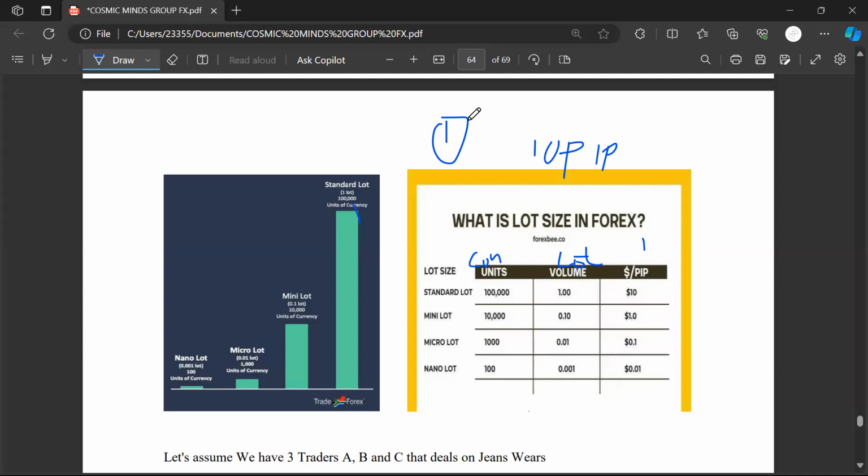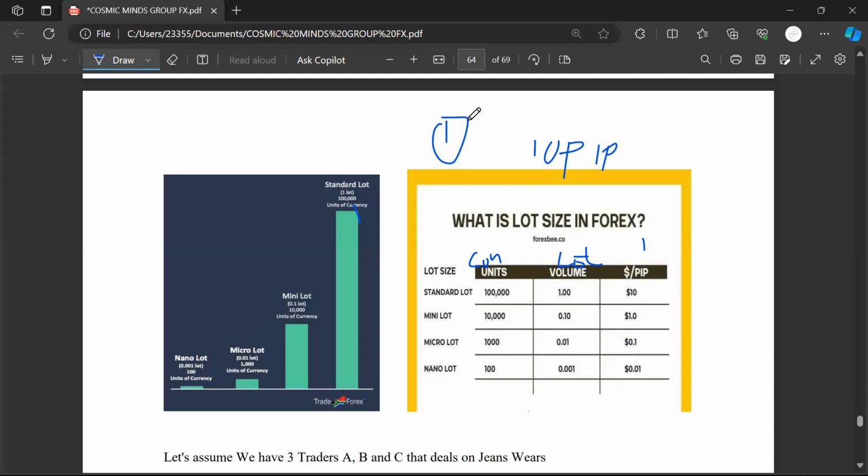I hope this is easy to understand. I hope you got a picture here. It's as simple as that. Don't try to complicate things here. This is it. In fact, I've really simplified things.